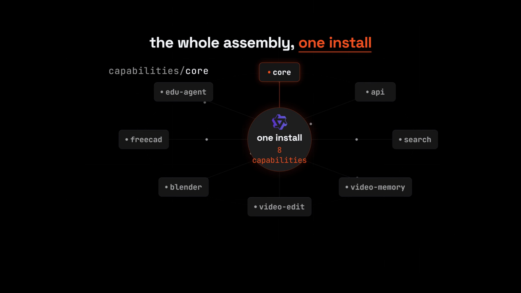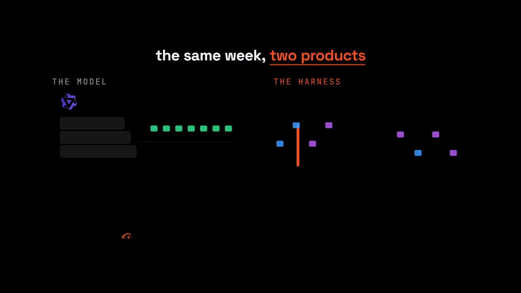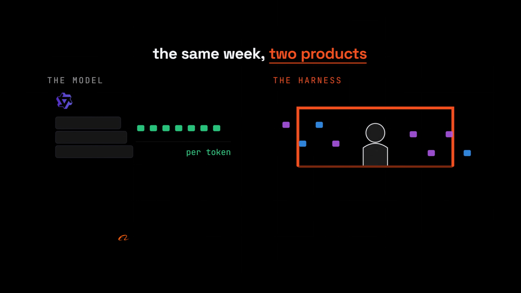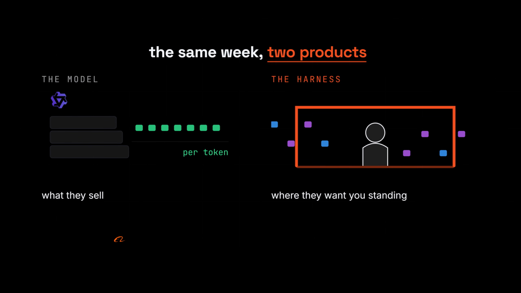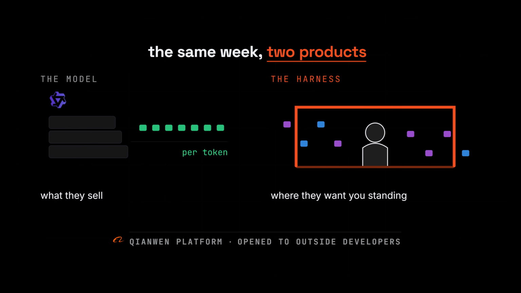What it did was collapse the whole assembly into one install, published by the lab that trains the models the layer talks to. That is a distribution move rather than a research one, and distribution is usually the thing that actually changes anything. It also arrived the same week Alibaba opened its Qwen platform to outside developers, which tells you where the incentive is pointing. The models are the product they sell. The harness is the product they now want you standing inside.